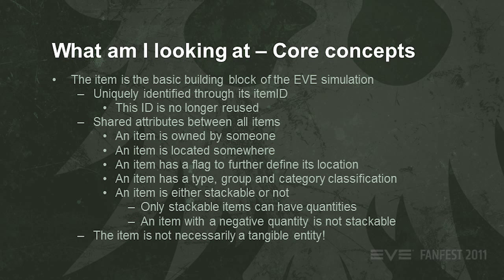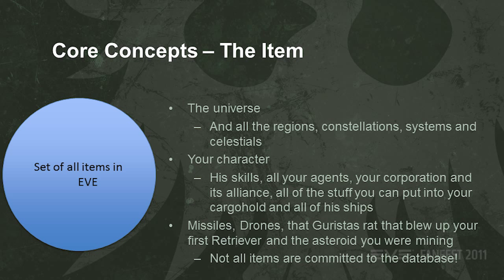So the bottom point there mentions that the item is not necessarily a tangible entity, and that's because corporations are also items, and the corporation is only an abstract concept within the game, but we still consider it an item. So here is a little nice blue circle of the set of all items in Eve, and some examples that you can just read over.